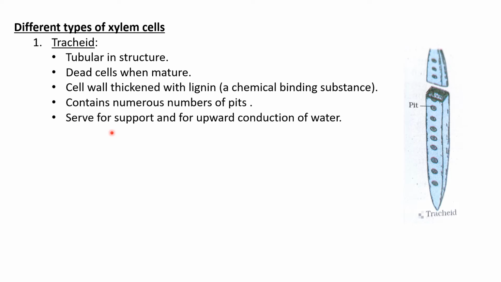Next, they serve for support and upward conduction of water. As I told you, xylem is mainly responsible for sending water from root level to leaves, which is the upward direction. Plants grow upward, so from root to leaves, water is sent through the tracheid.